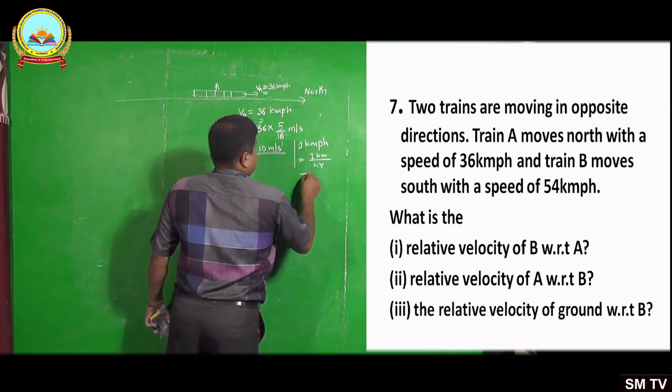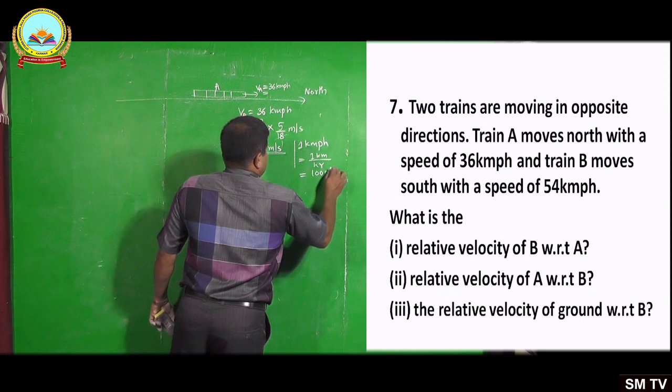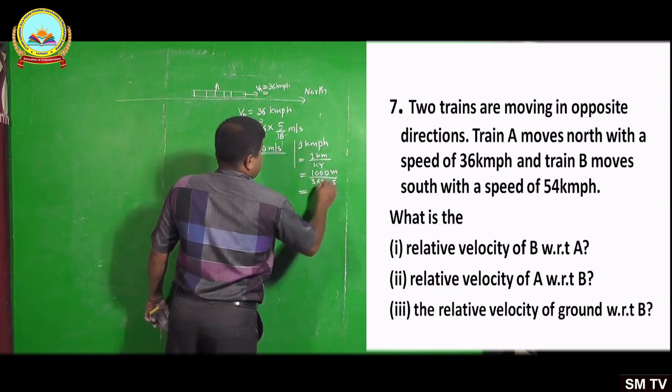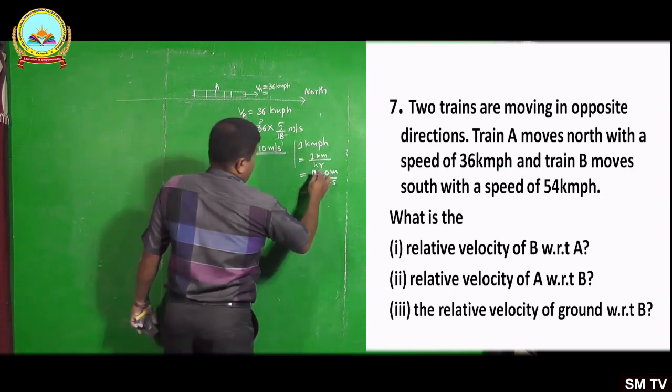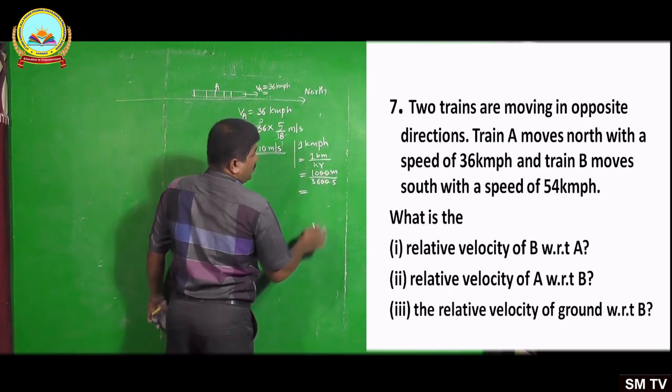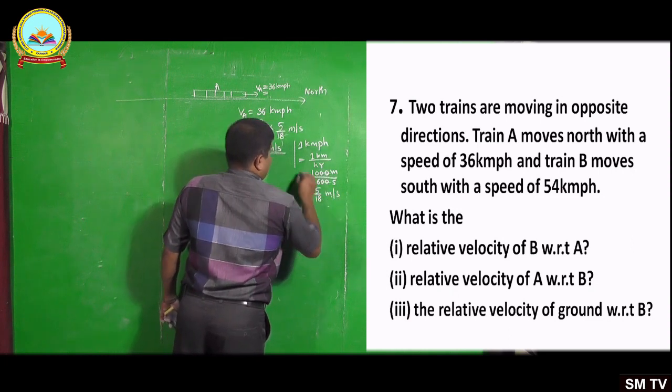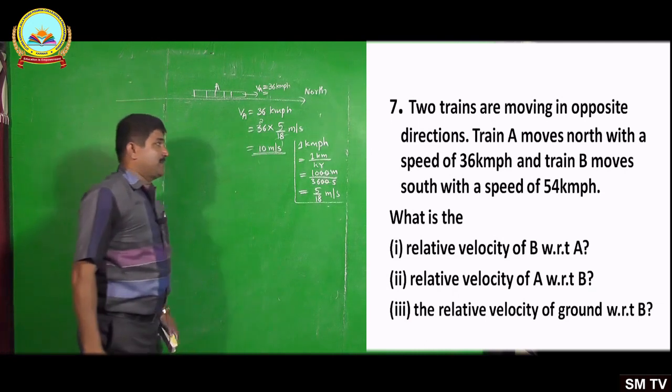Okay, so 1 hour is 1000 meter divided by 3600 seconds. Cancelling the zeros, we get 10 by 36, and again dividing numerator and denominator by 2, 5 by 18. So therefore 1 kilometer per hour is 5 by 18 meter per second.